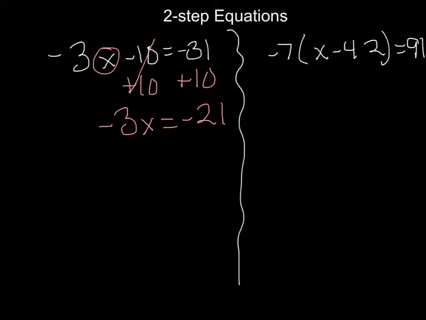Now the inverse operation for multiplication is division. So we divide by negative 3. And you get x equals 7.